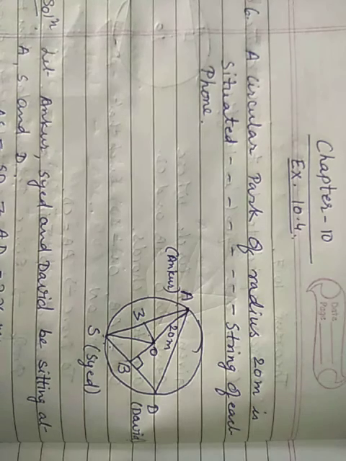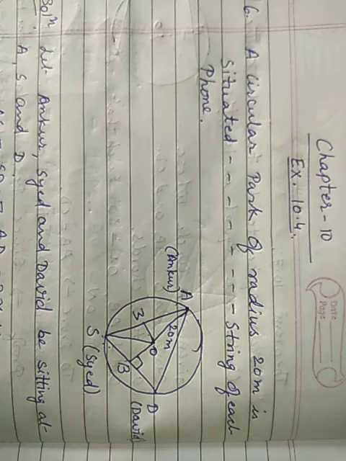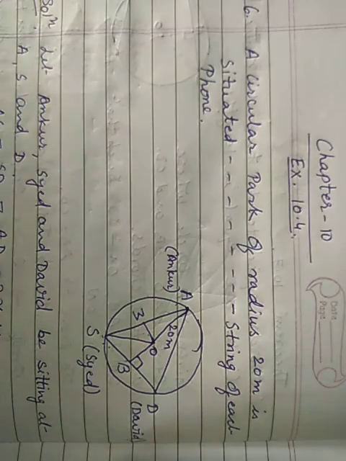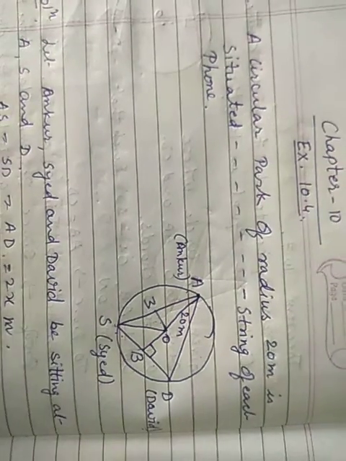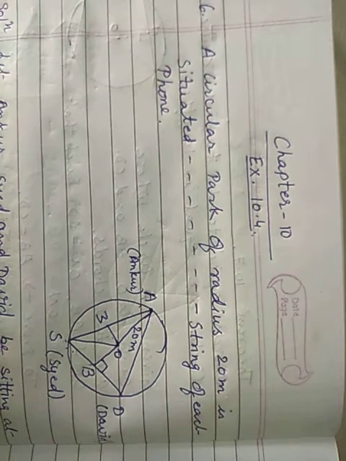Good morning, children. Exercise 10.4 of chapter 10, question number 6. A circular park of radius 20 meter is situated in a colony. Three boys, Ankur, Syed and David, are sitting at equal distance on its boundary, each having a toy telephone in his hand to talk to each other. Find the length of the string of each phone.